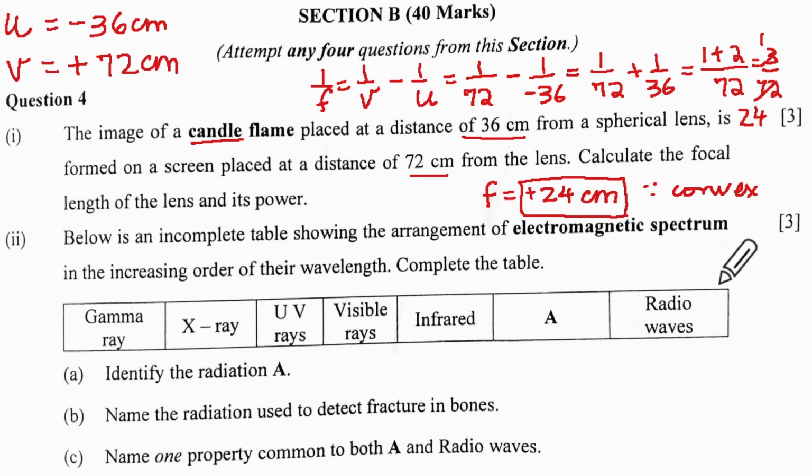Why is it going to be a convex lens? Is it because the image at the screen? Yes. On the screen means it is the real image. We cannot say concave lens because concave lens gives always a virtual image, and convex gives real as well as virtual. Okay, so that is how we solve this question. Let's go to the next one.